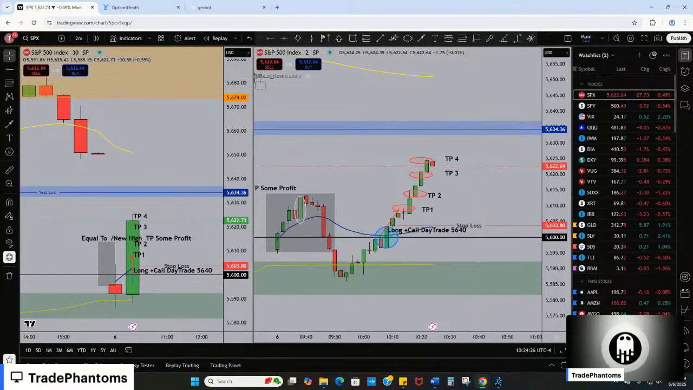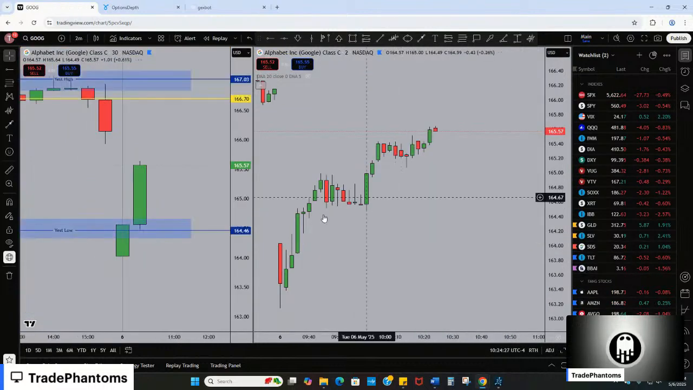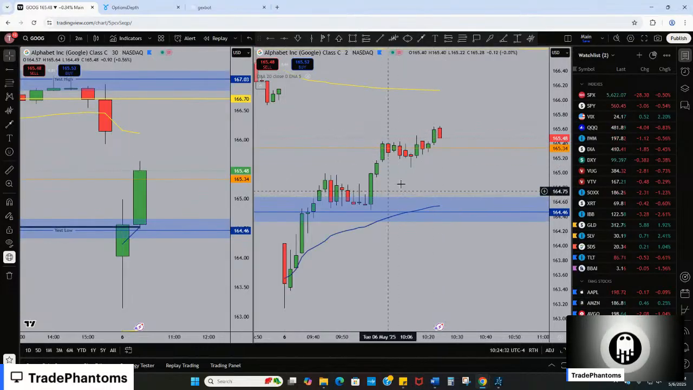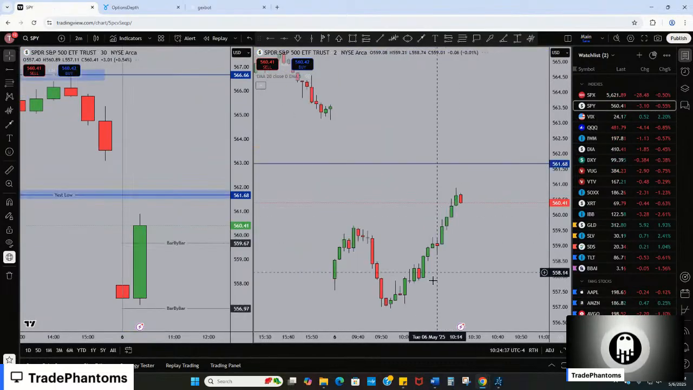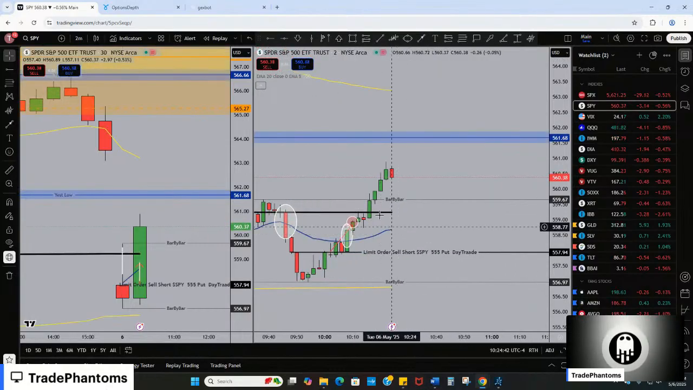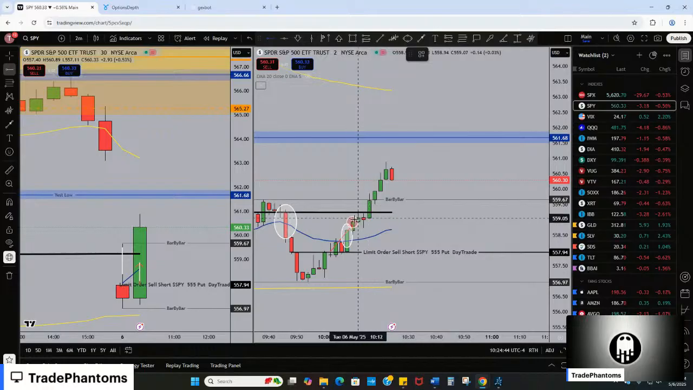Okay. All right. TP something. So Google, good, decent. Nice little move there. I still got a little. I got like 2 contracts left just as a runner. Stop loss break even on that. Okay. SPY's wrong. Long put wrong. Out. Just had a little TED talk regarding that. Stop loss out. No big deal.